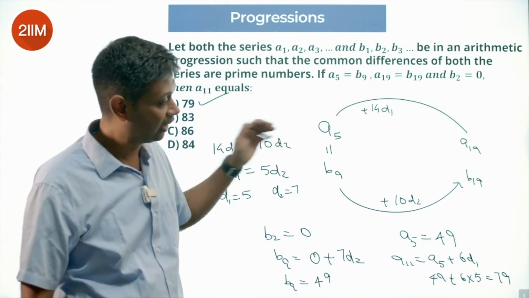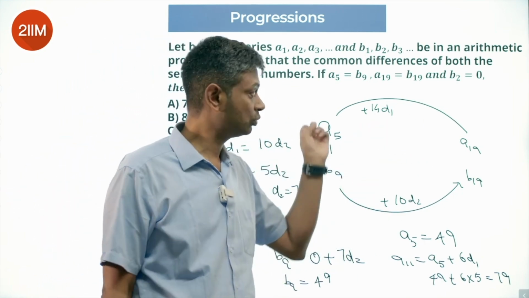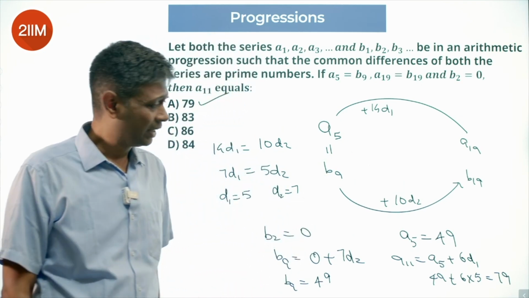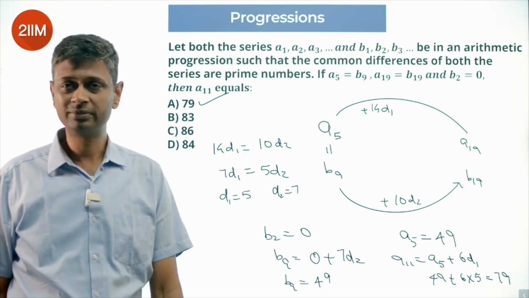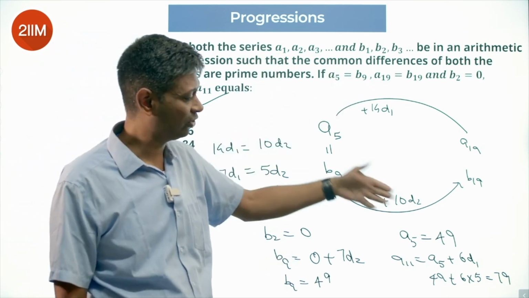A5 and B9 are equal, A19 and B19 are equal. From here we add 10 D2, 14 D1. 14 D1 equal to 10 D2, or the ratio of the common differences D1 is to D2 is 5 is to 7. They have to be only 5 and 7 because they're both prime numbers. This common difference is 5, this is 7.